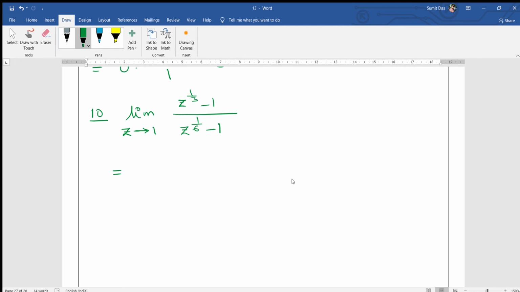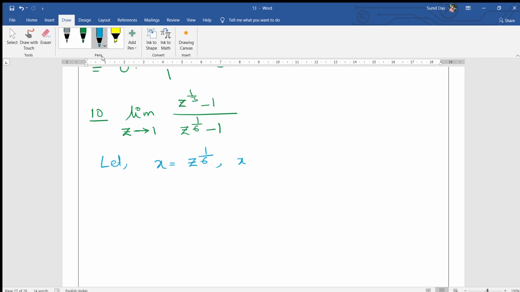We have to do some substitution here. What substitution do? Let x equal z to the power 1 by 6. Even without substitution we can do it, no worry, but still we'll do the substitution. It will be easier for you. So we take x equal to z to the power 1 by 6.